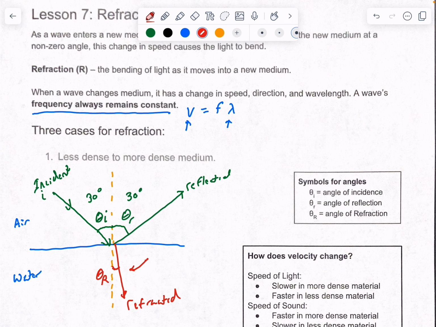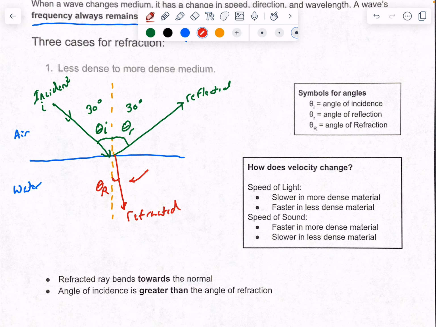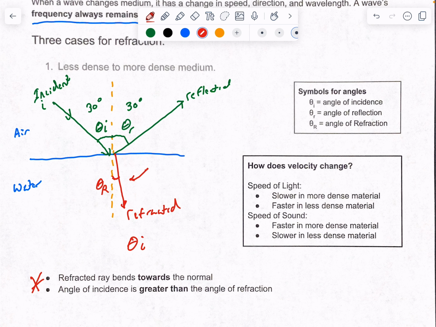Okay, I just used a big case R there. It honestly doesn't matter which one you use. I'm just using lowercase and uppercase to distinguish the two. Okay, so that is when you go from less dense to more dense. A couple of things happen there: you bend towards the normal. So your little bullet points down here, you bend towards the normal. And your angle of incidence is greater than the angle of refraction. That just means that your original angle is bigger than your new refracted angle. Okay, so that means that theta i is bigger than theta r.